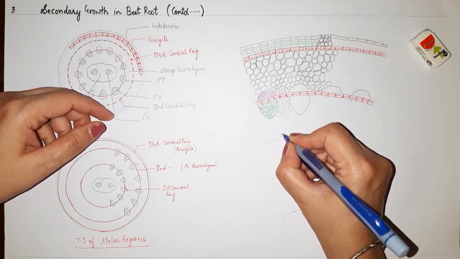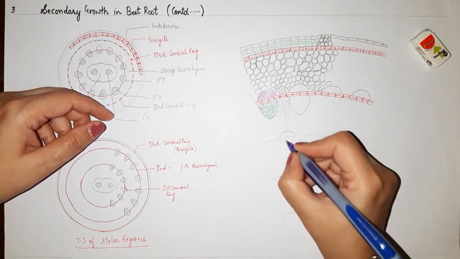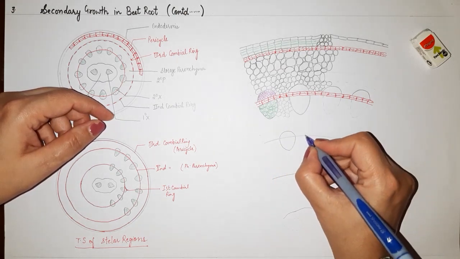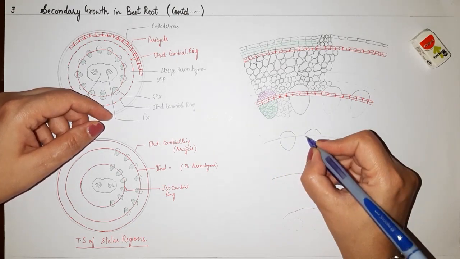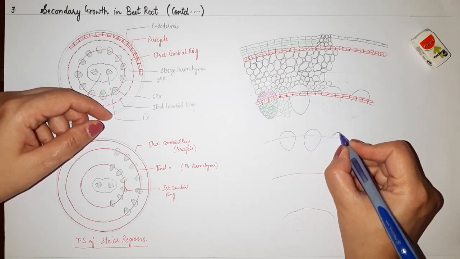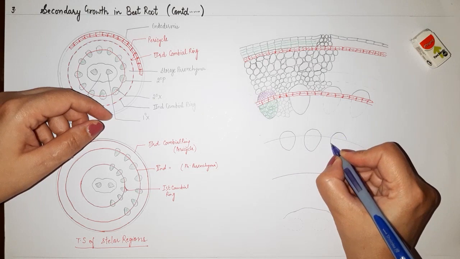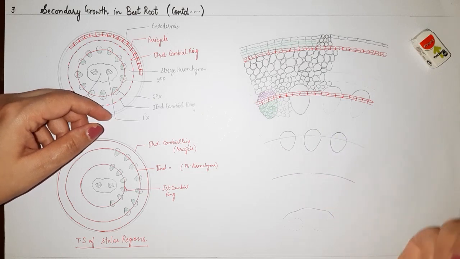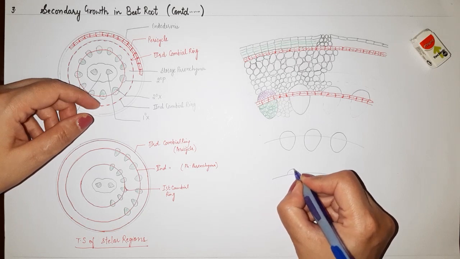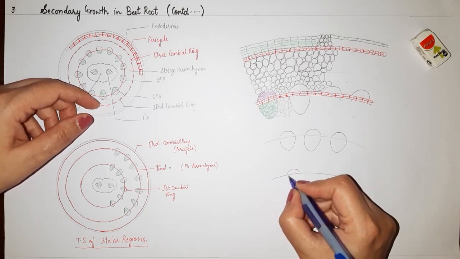Again, phloem and xylem. Phloem and xylem. This way you will make the second ring and the third ring.